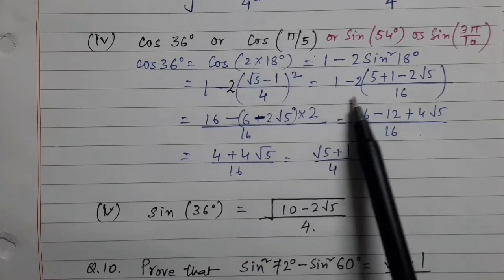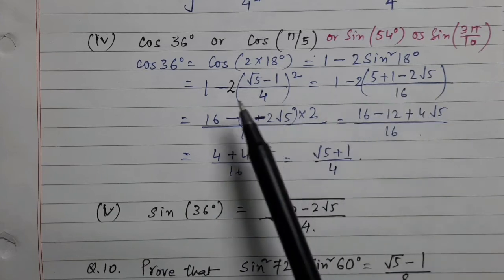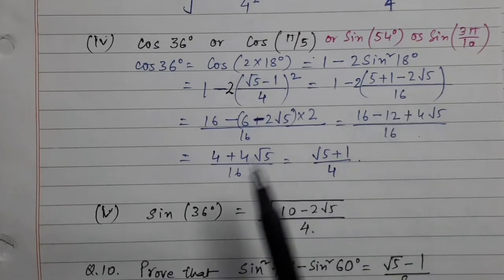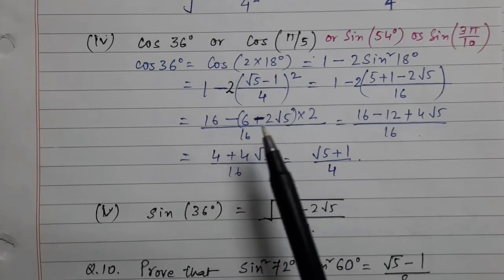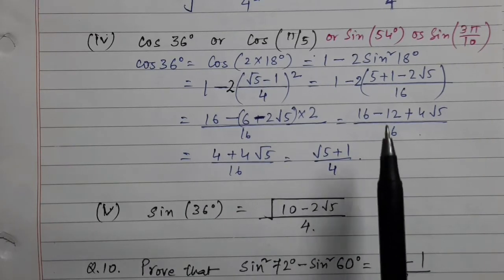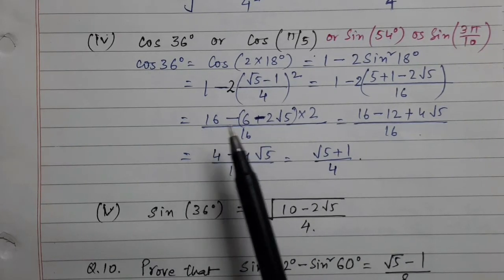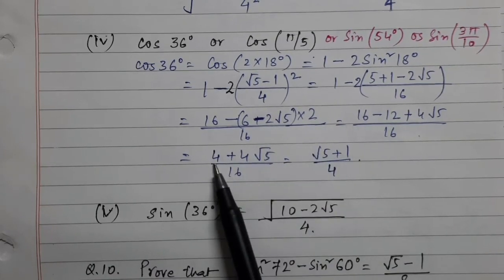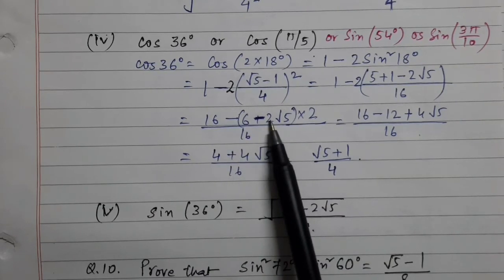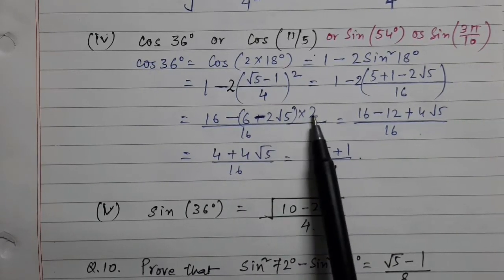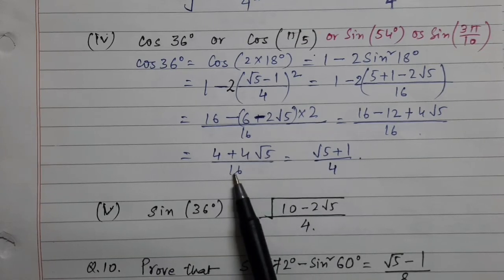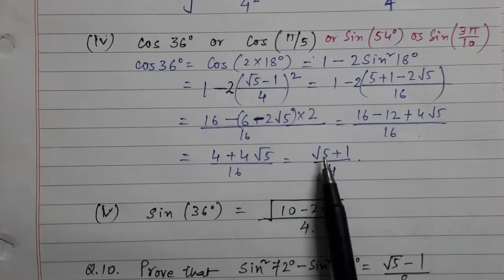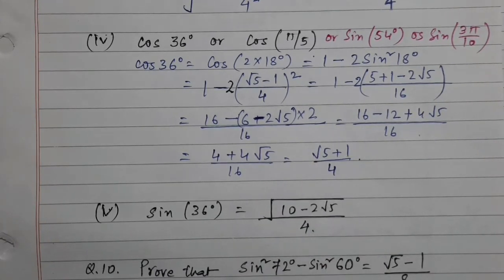So it will be 1 minus 2, this is the whole square of root 5 minus 1 by 4. So it will be 6 plus 2 root 5 by 16. Now again if we do the simplification, we will get 16 minus, now 2 into 6 is 12, so it will become 4, then minus minus plus 2 root 5 into 2, that will be 4 root 5 by 16. Now we can take 4 common and we can cancel this 16. So therefore root 5 plus 1 by 4.